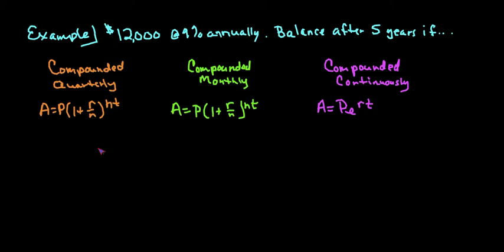Now, if you look at the formulas that we've got here, remember, anytime it was more than once a year, we switched to these formulas, and as soon as we went with continuously, then we went with our PERT formula. Alright, so let's put in our values over here.